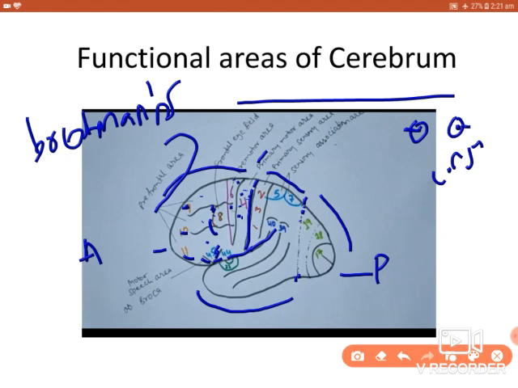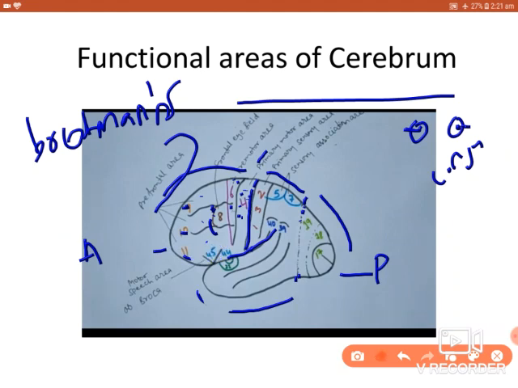Then this temporal lobe here, you can see there is area number 20. This I will discuss later. Okay, temporal lobe. Then in this inferior frontal gyrus here, you can see area number 44 and 45 is there.